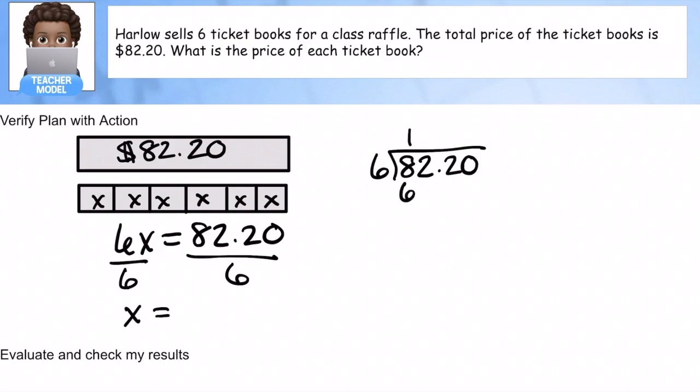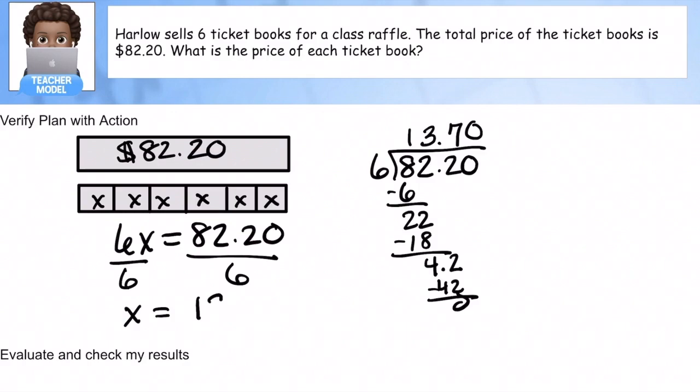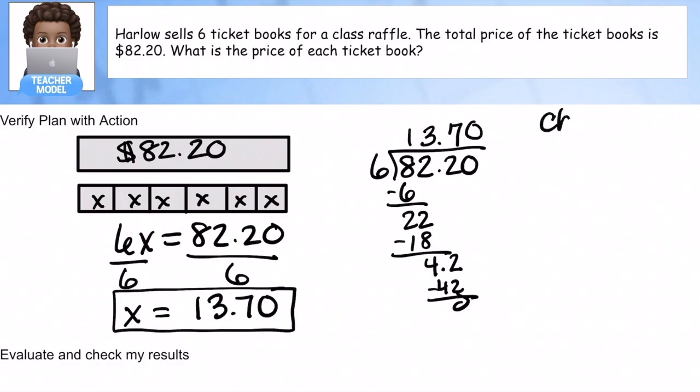6 goes into 8 once, 22, 6 goes into 22 3 times, that's 18. So 4, bring down that 2, 6 goes into 42 7 times, that's 42. So the cost of each ticket book is $13.70. Let's verify it with a check.